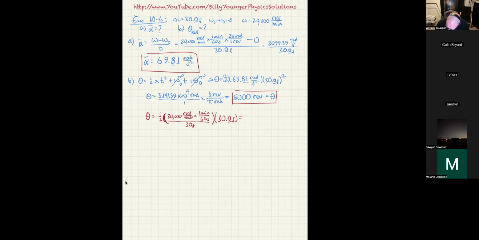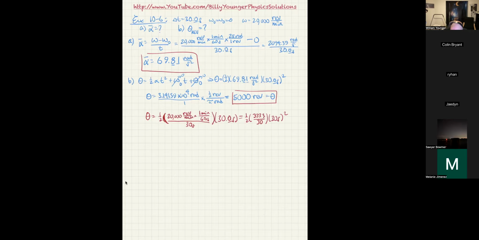I'm going to say, for starters, 20,000 divided by 60, and that's going to give me 333. So this is 1/2 times 333.3 over 30 times 30 squared, times 0.5 times 30 times 30.